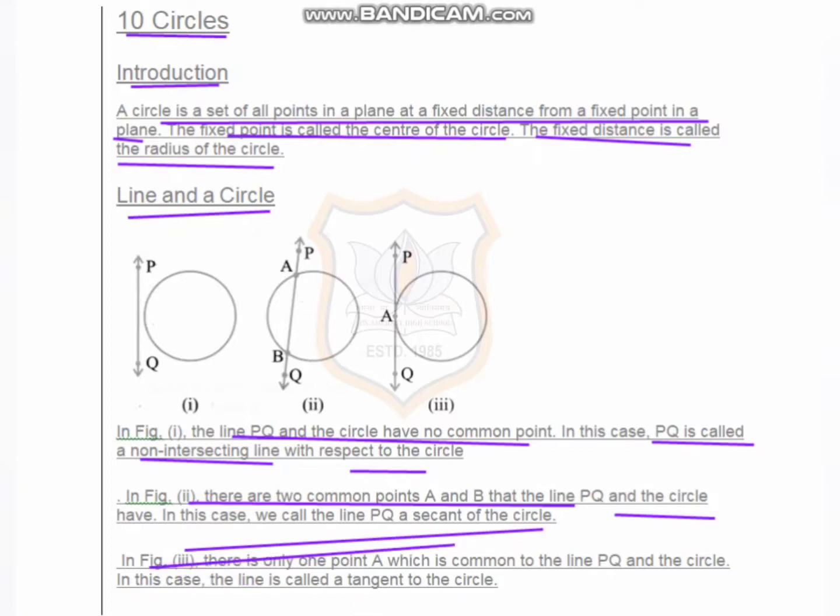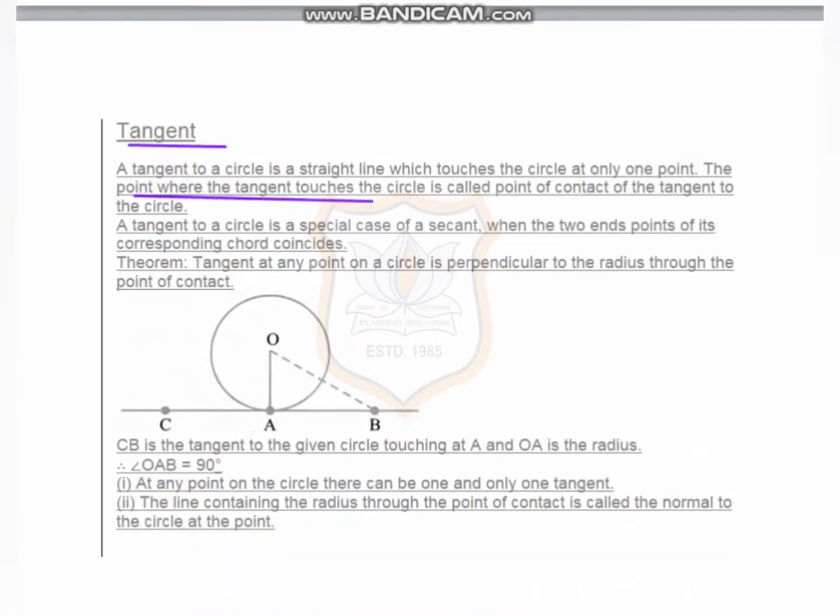Third, in figure 3, the line which intersects the circle at only one point, meaning it touches a point of the circle and moves forward, is called the tangent of a circle. Again I am repeating, the line which touches the circle at one point is called a tangent. The line which intersects at two points is called a secant of a circle. And the third case is the line which does not intersect the circle, called a non-intersecting line with respect to the circle.